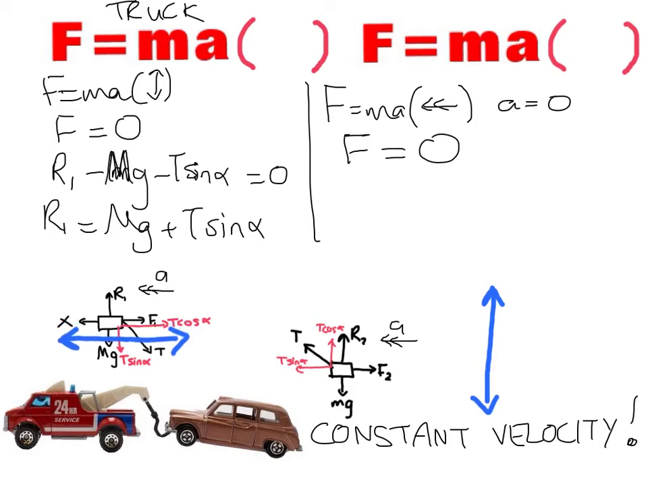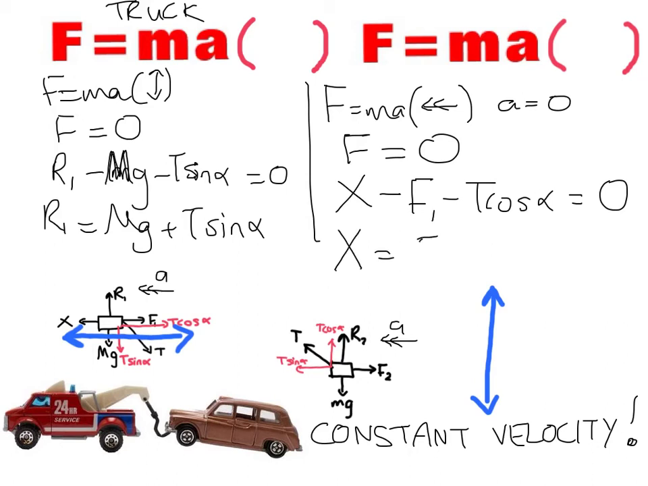So let's have a look at them under the blue line. Well, we can choose which way we choose to be positive and which way we choose to be negative. So I will choose x to be positive, and I will choose the other way backwards to be negative, so minus that friction and minus T cos alpha, and this equals the mass times acceleration, which is 0. Or alternatively, think of it as left equals right, no acceleration in this direction, so x equals F1 plus T cos alpha. So constant velocity means no acceleration.